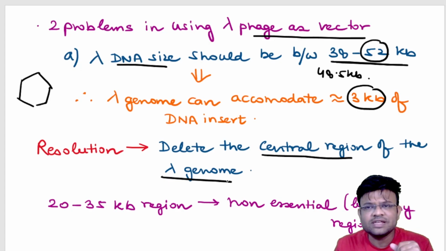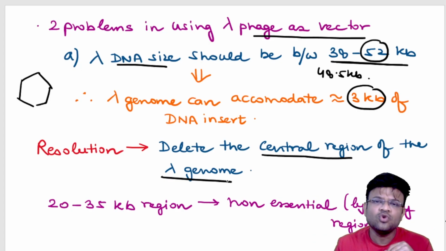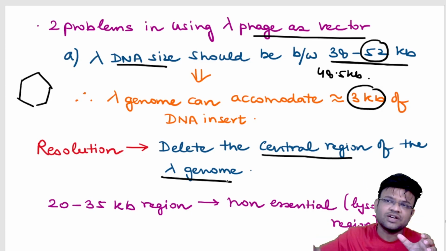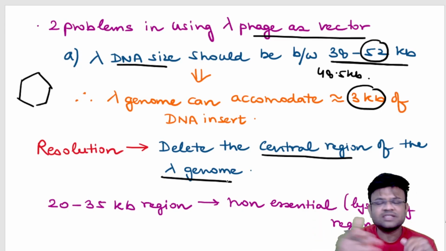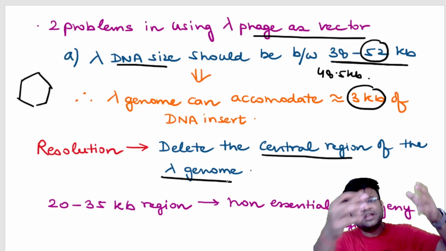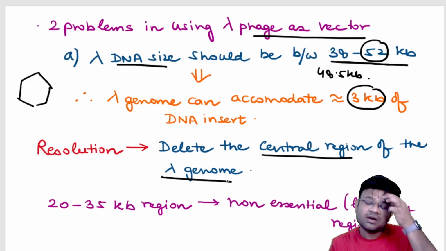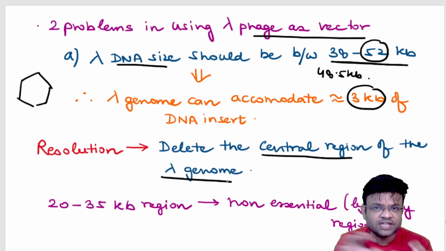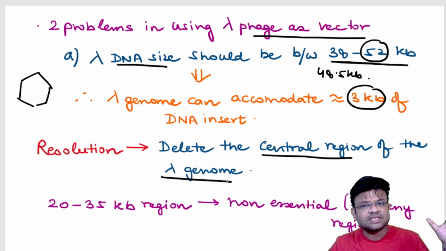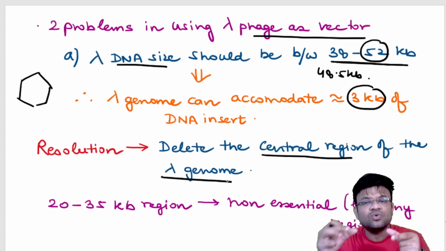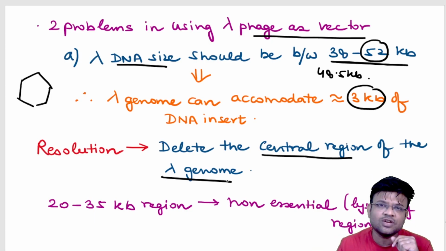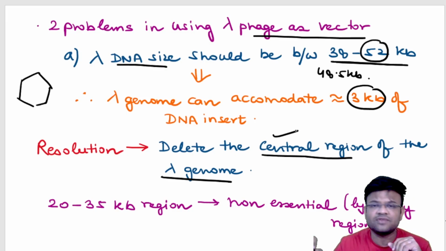Now, let me give you an example. Suppose you are living in a room. The room is already preoccupied with a lot of stuff. There are a lot of things that you are not using. Now you can bring new things only when you are discarding the older things that were present. So the same thing has to be applied over here. The lambda genome itself is very big in size. You can put your gene of interest only when you are deleting some portion of the lambda genome. So that is what we are saying over here. Delete the central region of the lambda genome.